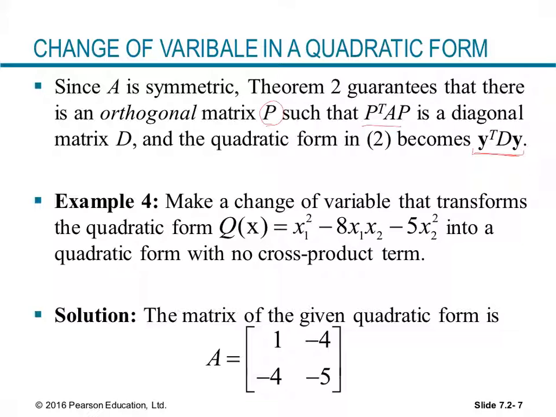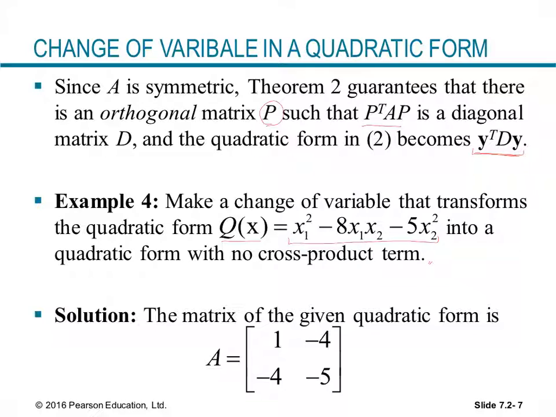Let us consider example 4. So we have a quadratic form Q in terms of x1 and x2. We want to transform this quadratic form so that it does not have any cross product term. Then we have to find the matrix of the quadratic form A, and then we need to orthogonally diagonalize the matrix.